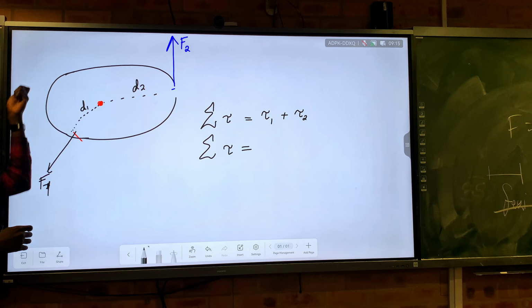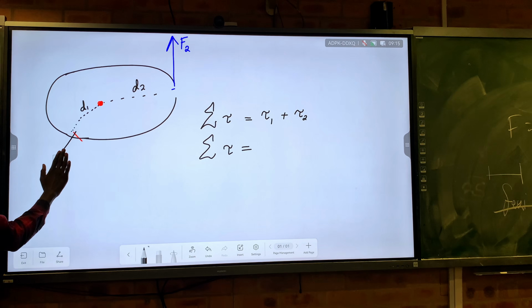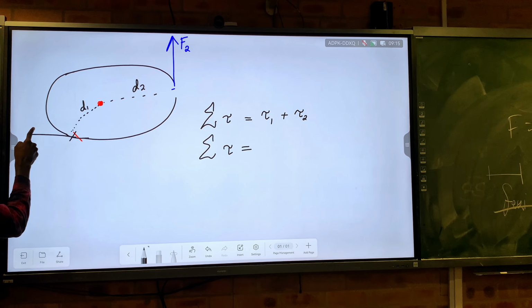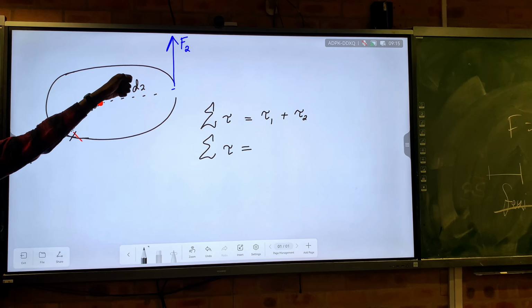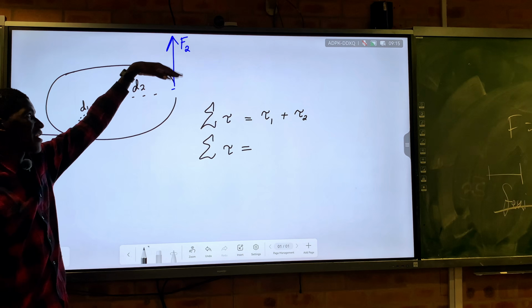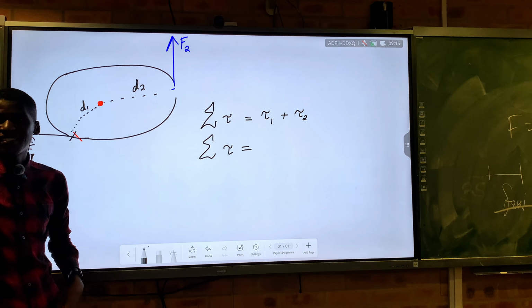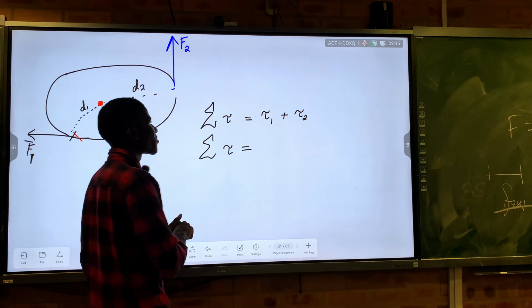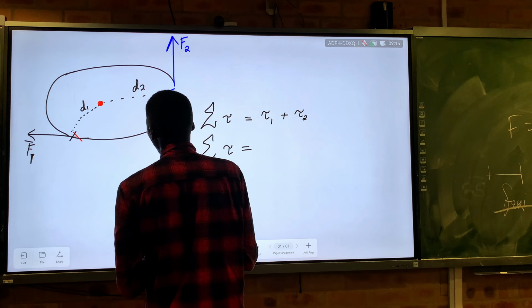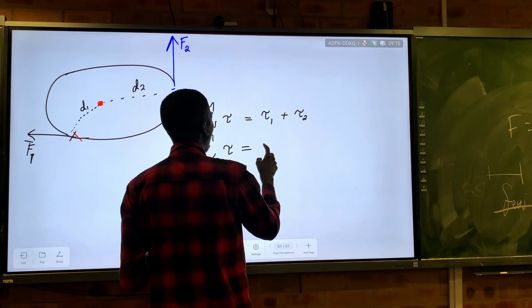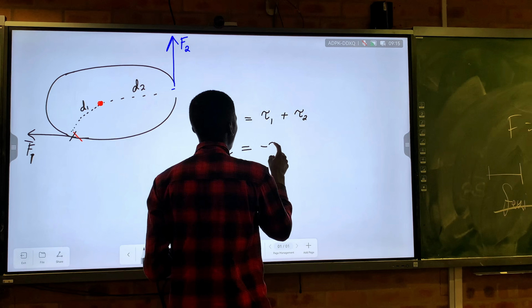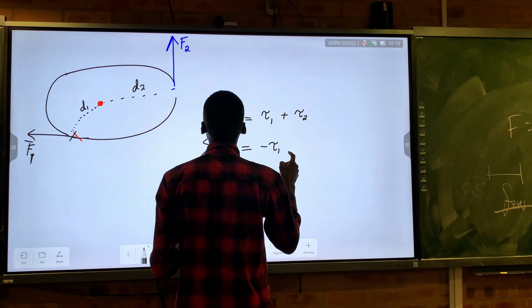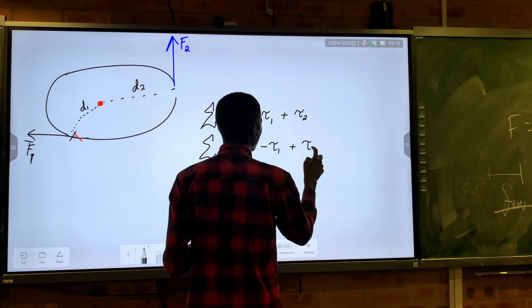Let's stay with that. Or maybe I must direct my force differently. Okay, it's fine. This is way better. If I pull it this way, I know that this is going to rotate clockwise. But if I pull it this way, I know that this is going to rotate anti-clockwise. So we're going to have torque 1, which is going to rotate clockwise. That's going to be a negative torque, right? So I'm going to say that's negative. And then the other one is going to be positive.